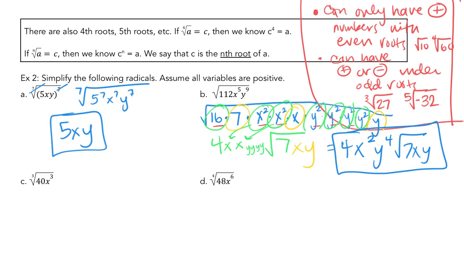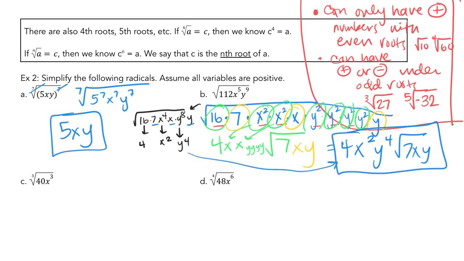Maybe we won't have to do the long way every time. You could have done it like this: 16 times 7, x to the 4, x, y to the 8, y. This is going to be 4. This is going to be x squared because I'm square rooting. This is going to be y to the 4 because I'm square rooting. That means I'm dividing my exponent in half. And then I have the 7, the x, and the y that are left over, which is what we ended up with over here.